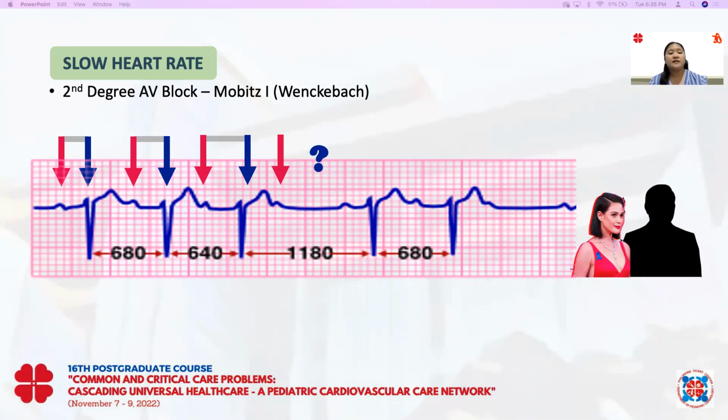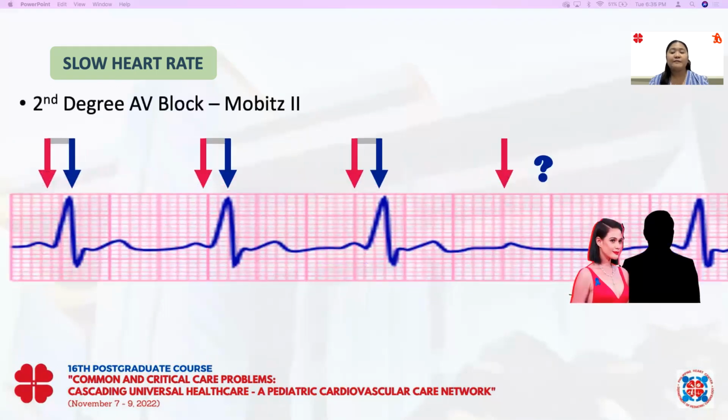So as you can see here, the appearance of QRS after P is progressively delayed until one day QRS decides not to show up after P. So in Gen Z terms, this is called ghosting.